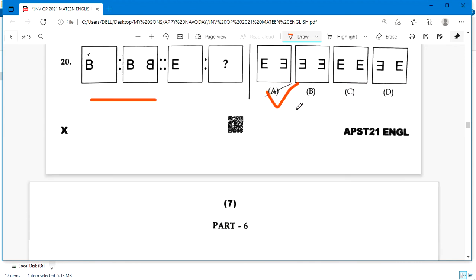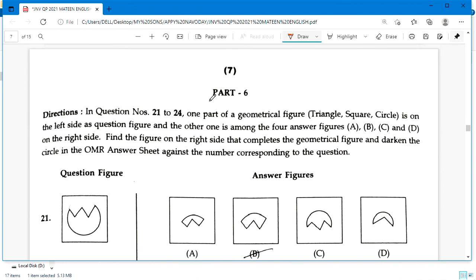Next, in part 6 of the mentality test, in question numbers 21 to 24, one part of the geometrical figure, that is triangle, square, circle, is on the left side as the question figure, and the other part is among the four answer figures A, B, C and D on the right side. Find the figure on the right side that completes the geometrical figure darkened in the circle.